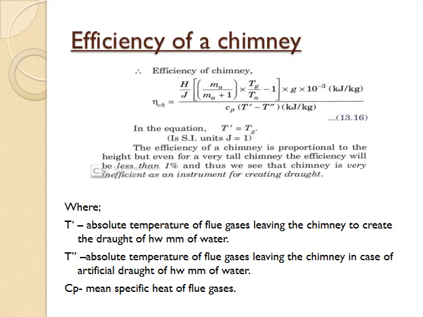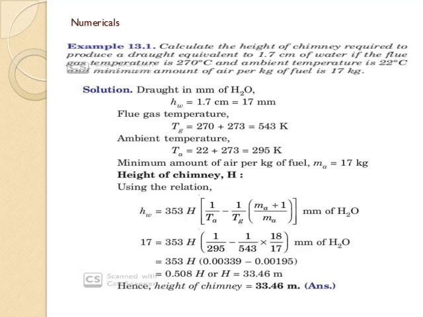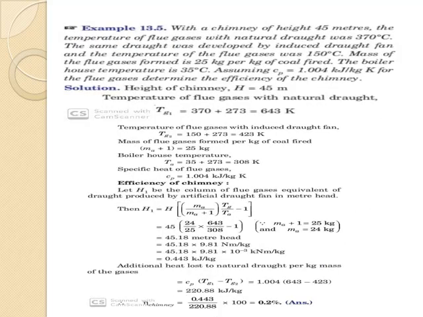Then finally efficiency of a chimney can be calculated using the expression which is given here, where all the terms carry usual meaning. T dash is absolute temperature of flue gases leaving the chimney to create the draught of HW mm of water. T double dash is absolute temperature of flue gas leaving the chimney in case of artificial draught of HW mm of water, and Cp is specific heat of flue gases. So using this formula with usual notations we can calculate the efficiency of a chimney. Here are some numericals I have solved on the concept, and the solution is also given.